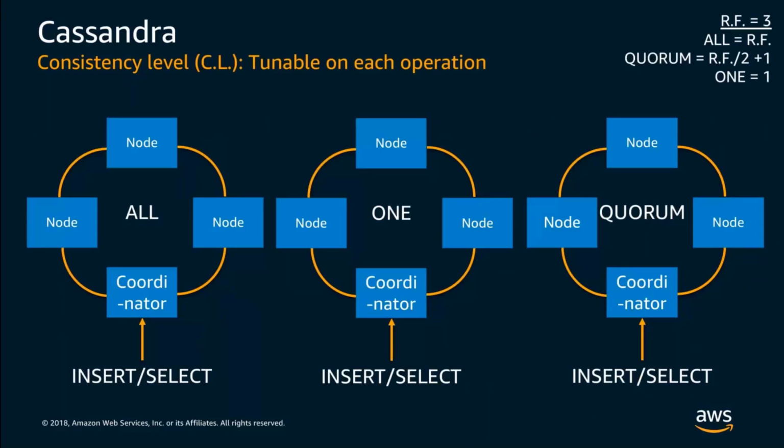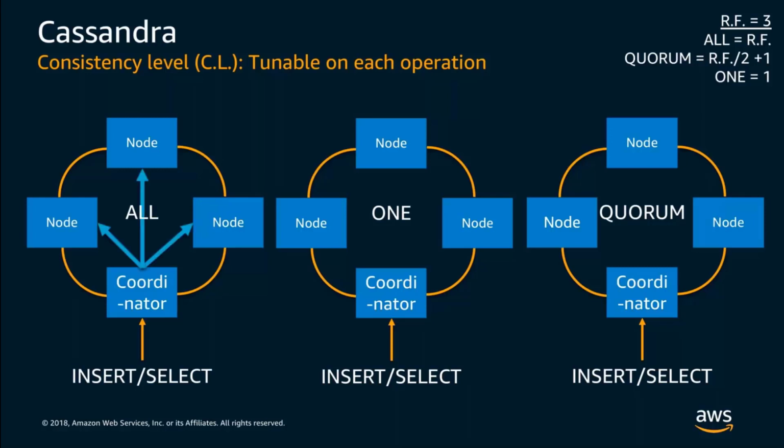Now, what they say about Cassandra is that it's a tunable consistency. The consistency level, the CL, can be decided on each operation. That means when I'm doing my SQL SELECT and my SQL INSERT, I can say I want a quorum, or I want only one node to tell me what the value is, or I want all. And so you can imagine what the implication here is.